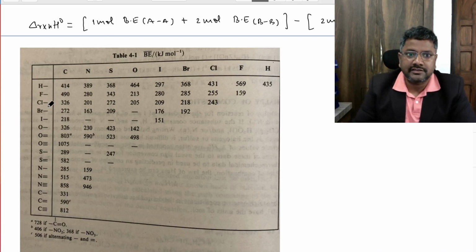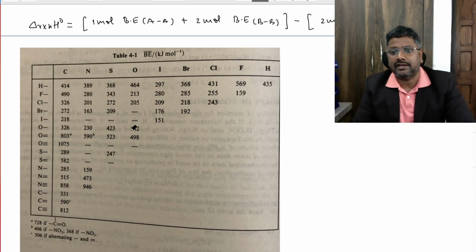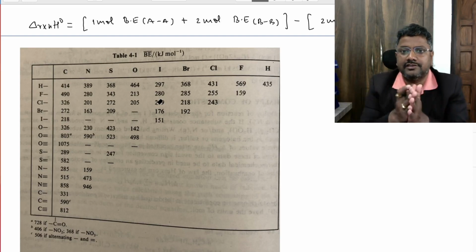Suppose that if you want to see CC single bond, so CC single bond 331. If you want NN single bond, so NN single bond 159, right? So if you go through this, FF single bond 159, right? So you just must go through this table and try to find out what different bond energies we have.